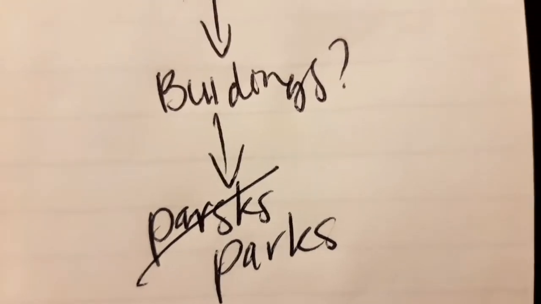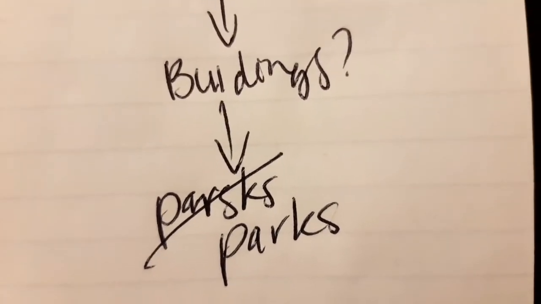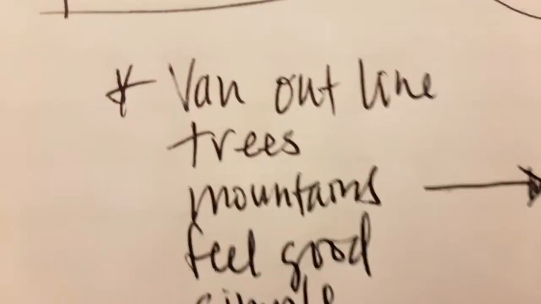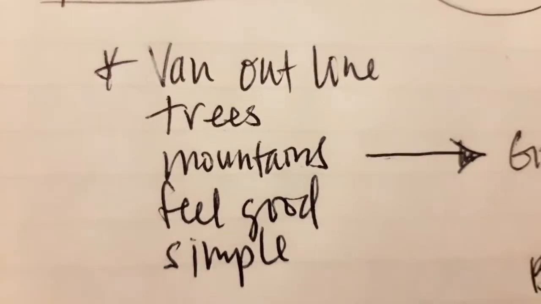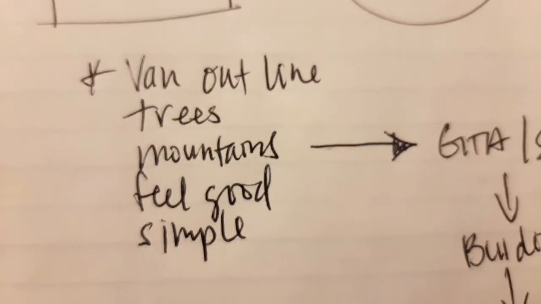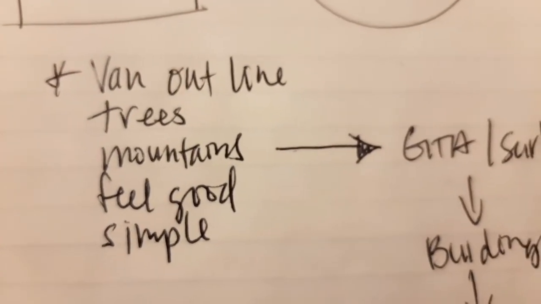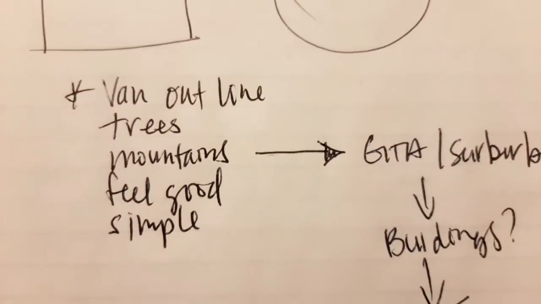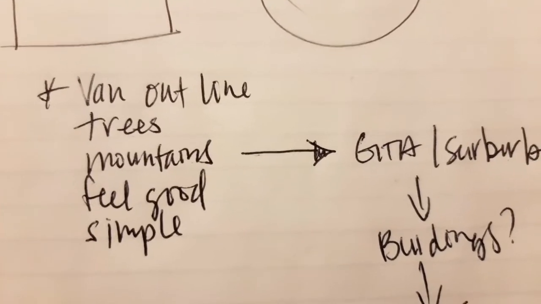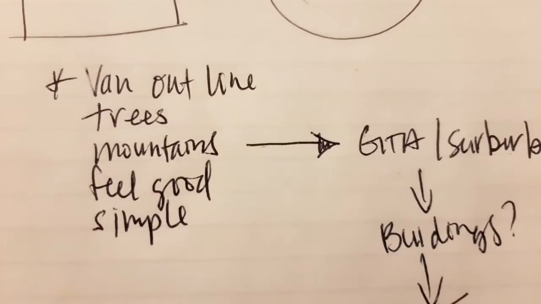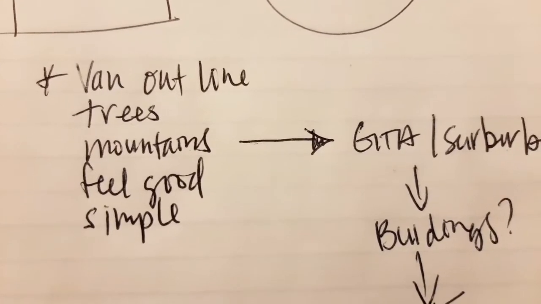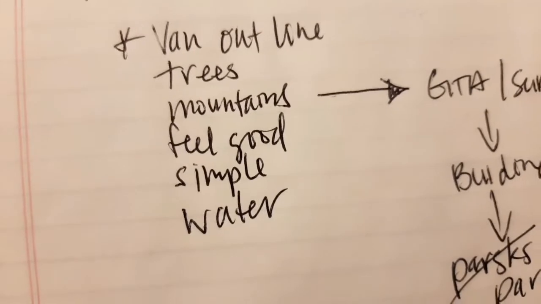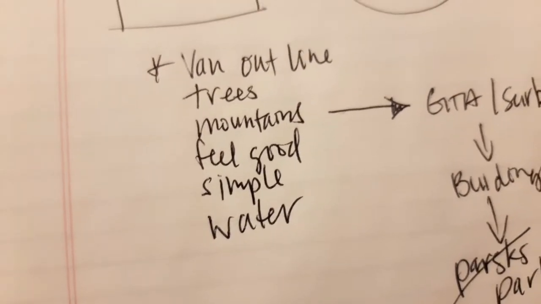But then I thought, wait a sec here. This logo represents where I am, but also where I want to be, right? So you know where I want to be? I want to be where there's trees and mountains. So I thought to myself, how about some van outline, some trees, some mountains, some feel good, something simple, and something recognizable as well. Those are usually the main things I would most likely find in places where I want to be. Oh, and also water, probably. Yeah, water. Animals, things like that, rocks.